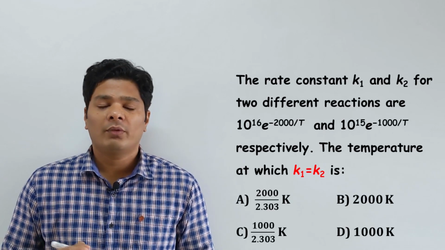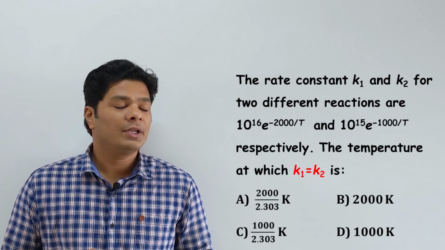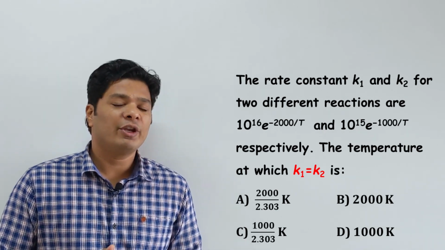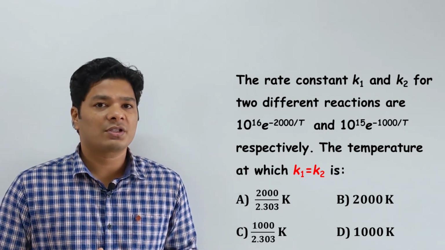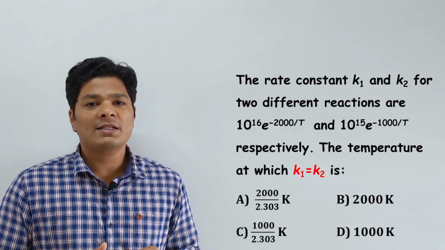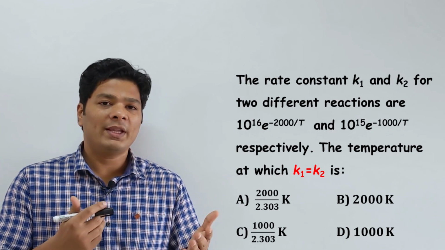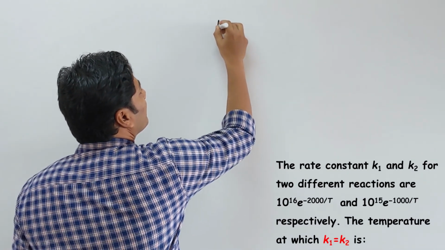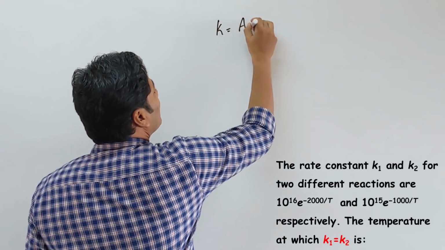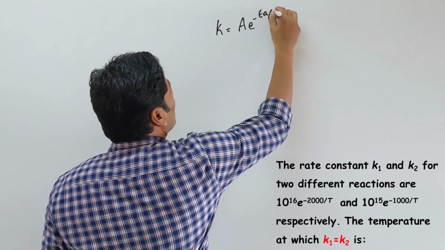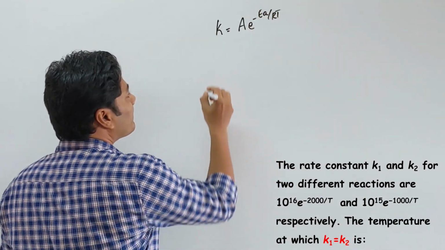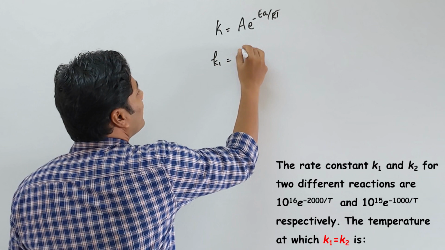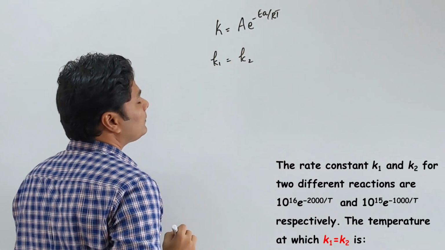Let's have one last problem in our Arrhenius equation. We will go to a NEET previous year question. In this particular question, they have given you the rate constants for two different reactions as K1 and K2, and they are asking you at what temperature will they be equal. So they are asking you when is K1 equals K2. So we know in general K equals A e to the power minus EA by RT.